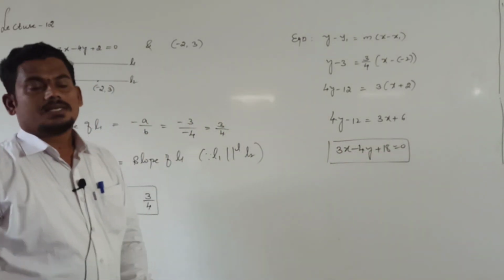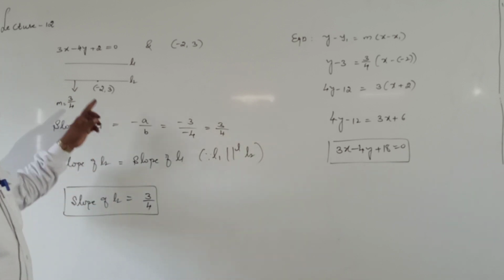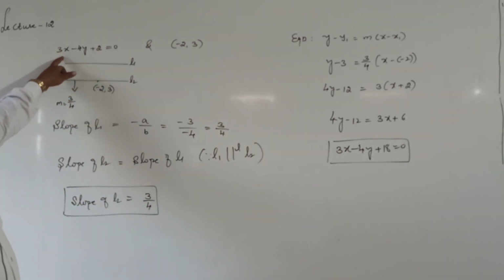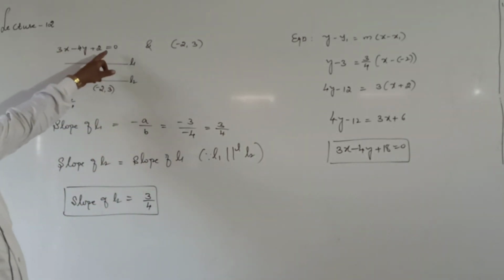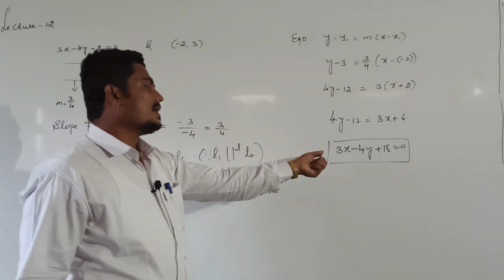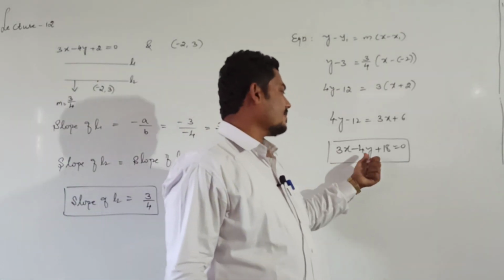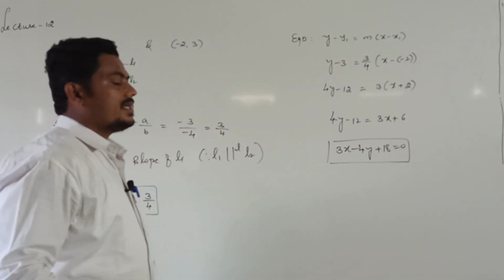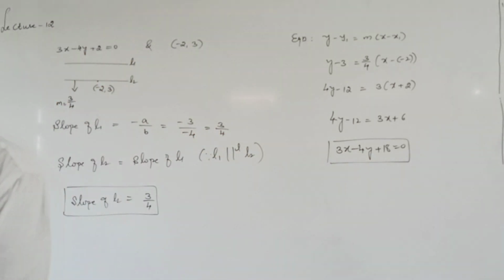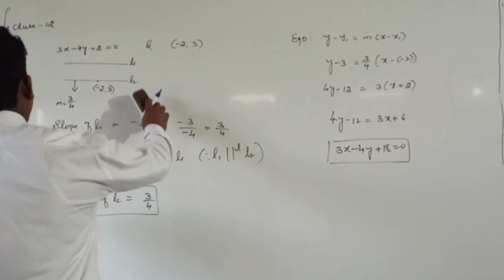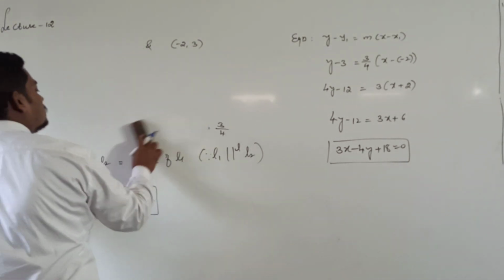Given line 3x minus 4y plus 2 equal to 0. Then the line which is parallel to the given line is 3x minus 4y plus 18 equal to 0. Next question.